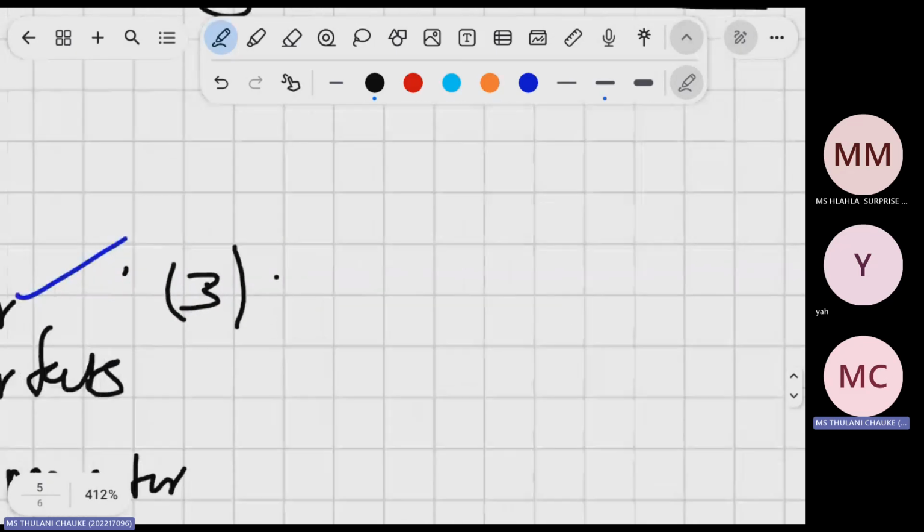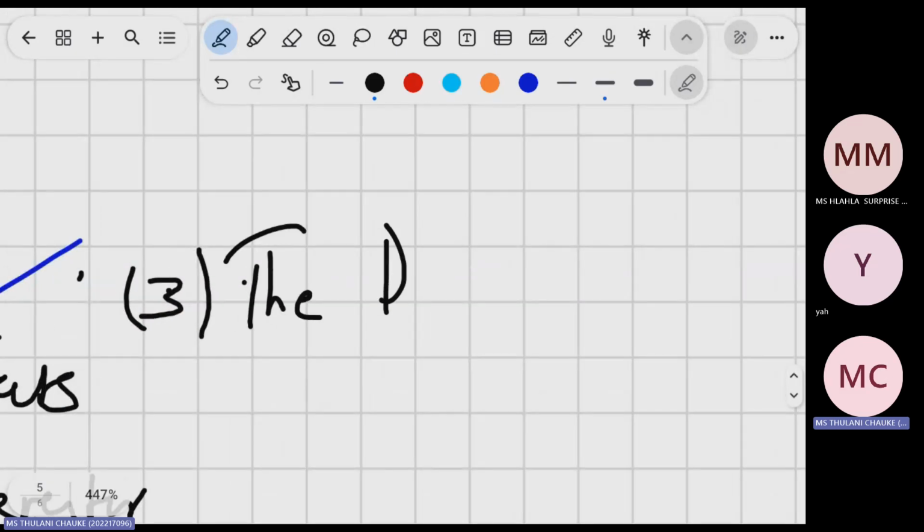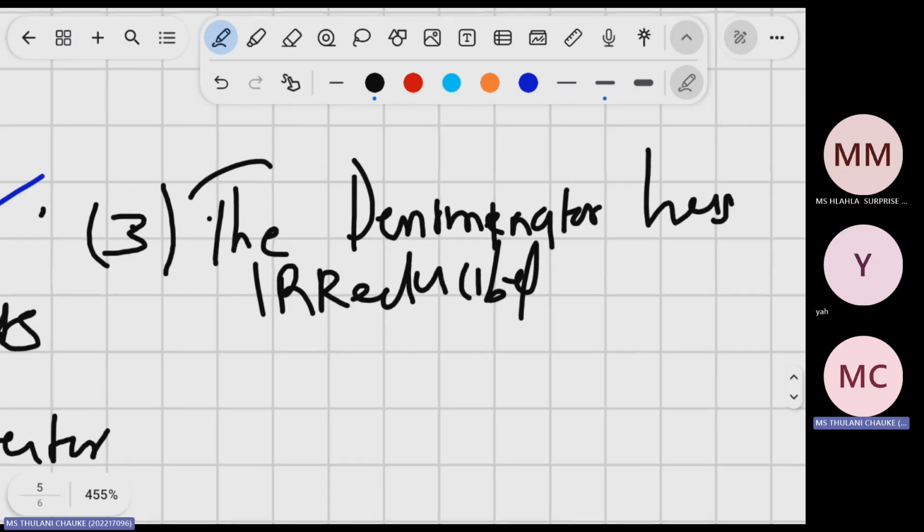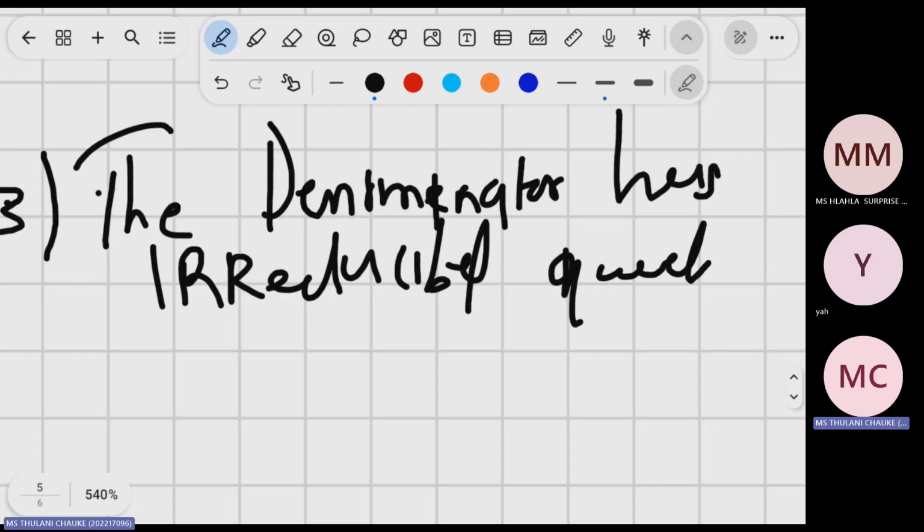Yeah, the denominator cannot be factorized. It's the one that I was talking about just now. The denominator is irreducible. So this is there in your guide. You'll see them. They wrote 3.1, 3.6 quadratic factors.